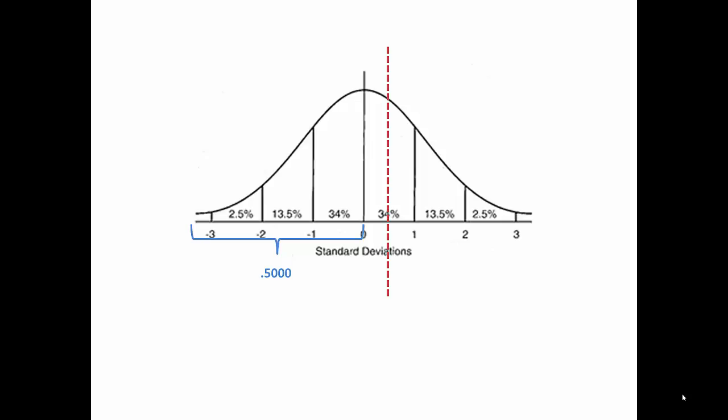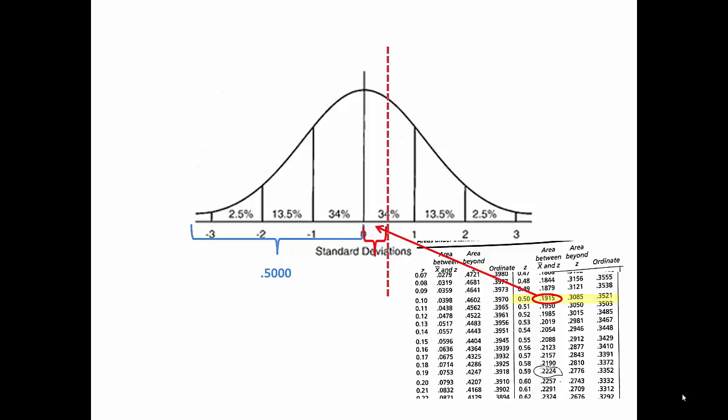If I have a score that is a half of a standard deviation above the mean, I look in table C.1 for a z-score of 0.5. And I find that the proportion of scores below that z-score is 69.15%. If I have 100 scores, 69.15 of them are below a half of a standard deviation above the mean. If I have 1,000 scores, 691.5 of them are below that 0.5 standard deviation above the mean.